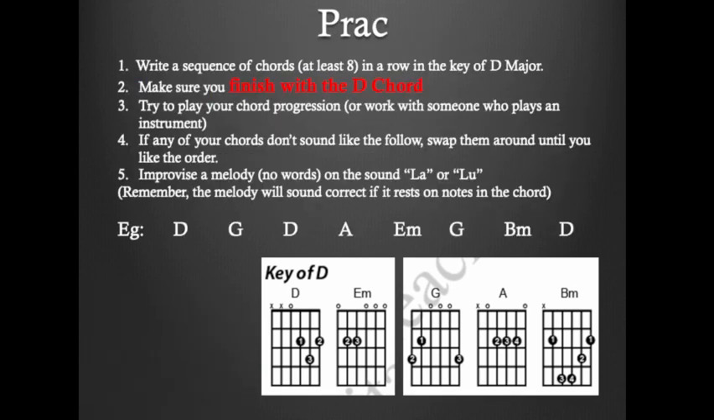So here's a little practical activity for you. Write a sequence of chords, at least 8 of them in a row, in the key of D major. Make sure that you finish with the D chord, probably start with it as well, and try to play that chord progression either on the keyboard or a guitar, or get someone who plays an instrument to play it for you. If any of your chords don't sound like they follow, swap them around until you like the order. And then you can improvise a tune, no words, just a tune, sing la la la or loo loo loo. Remember, the chord will sound correct if it rests on the notes in that chord.